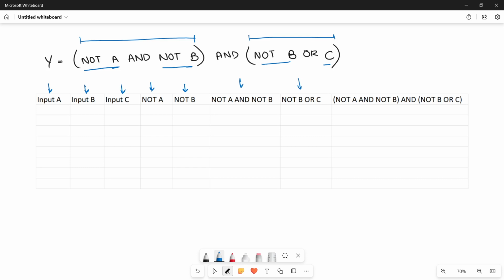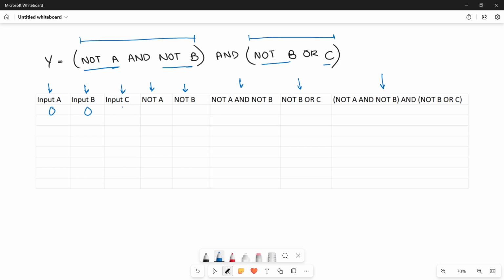Once I'm done with these inner brackets, then I will do an AND operation between them and will write down the result in my last bracket. So let me quickly fill this for you. The first thing you need here is, since you have three inputs A, B, C, so there will be 8 different binary combinations. So you must know how to make the different binary combinations.